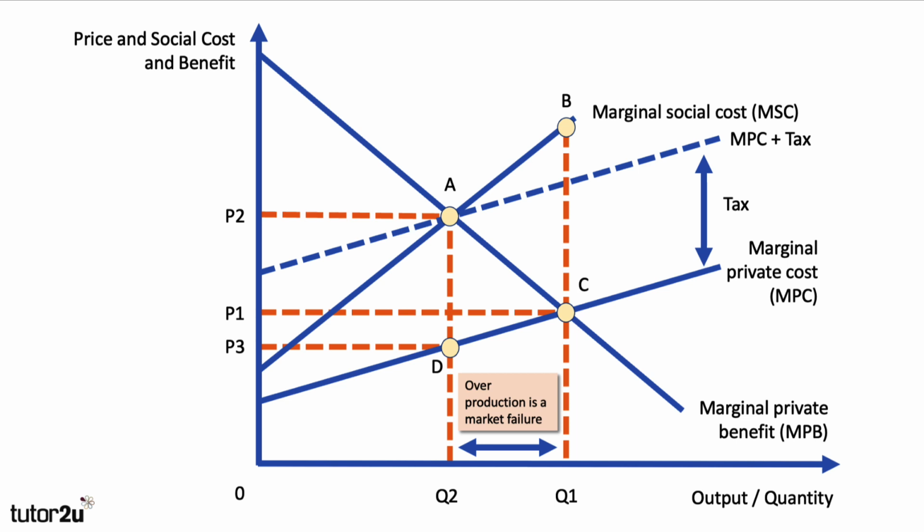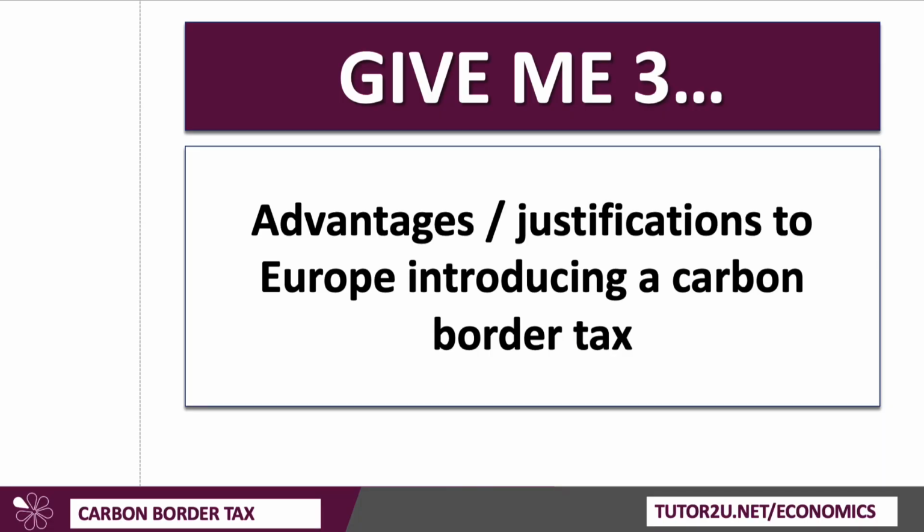So a carbon border tax is all part of the environmental strategy of a country, but it also, of course, connects to international trade. There's the tax revenue, by the way, from introducing a pollution tax. And of course, you're internalising the externality and driving the price up to better reflect the external costs of production. Well, what about the European carbon border tax? What about three advantages and justifications? How might we argue in favour of a carbon border tax?